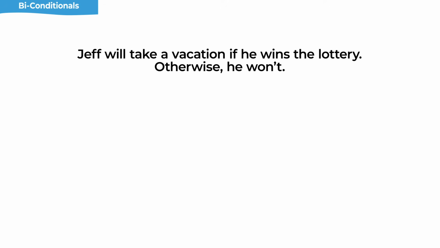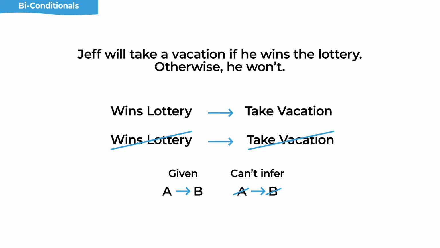Here's an example of how otherwise can be used to create a biconditional. We're saying Jeff will take a vacation if he wins the lottery. So if lottery, that's going on the left, then vacation. The otherwise is saying if he doesn't win the lottery, he won't take a vacation. That looks like an illegal opposite, but we're not making an illegal inference. We were actually given two separate conditionals, one of which is the opposite of the other. And when you contrapose both rules, you can start to see that we're dealing with a double-sided arrow.